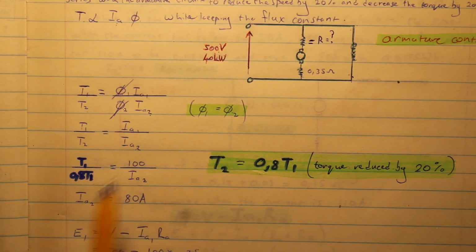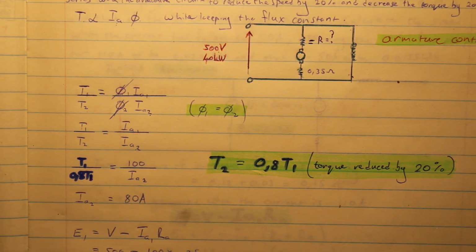Then we can calculate the new armature current. And how do we do that? Because what they said in the question is that the torque 2, the new torque at the slower speed, is reduced by 20%.